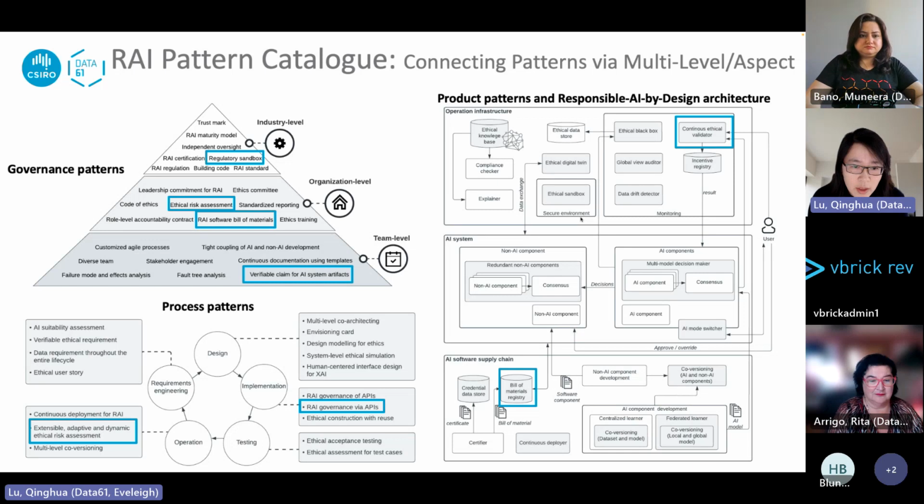And in the process patterns, we could have responsible AI governance by API. So we provide this technology through APIs to manage who can use this technology. And in the architecture design, we can have a component called bill of material registry. So we can use this registry to maintain all the information about the third-party AI components.